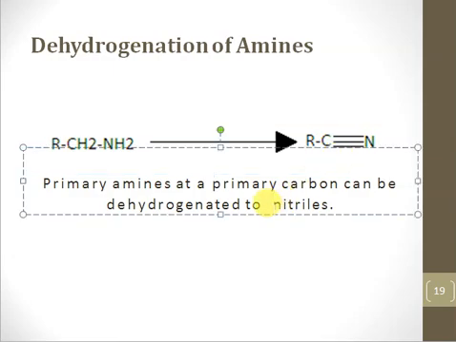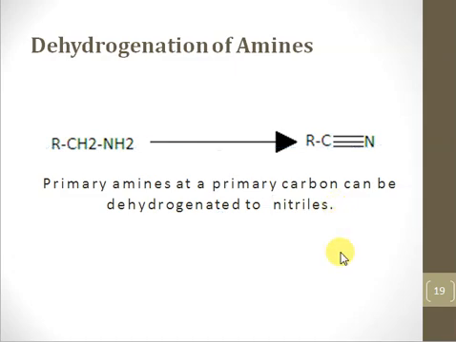So primary amines, when they undergo dehydrogenation, the removal of one hydrogen from nitrogen and one hydrogen from carbon, form an intermediate carbon-nitrogen double bond, which is known as an imine, right? So firstly we will get an imine here, and that imine will further undergo dehydrogenation. So ultimately the dehydrogenation of a primary amine will result in the formation of nitriles, right?